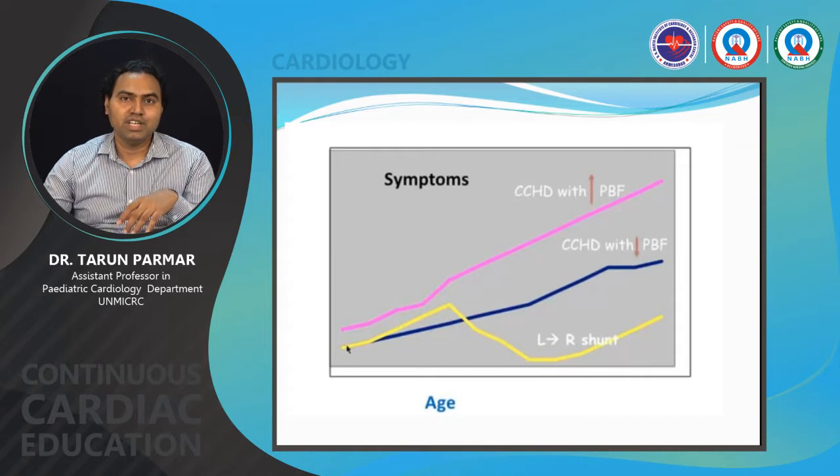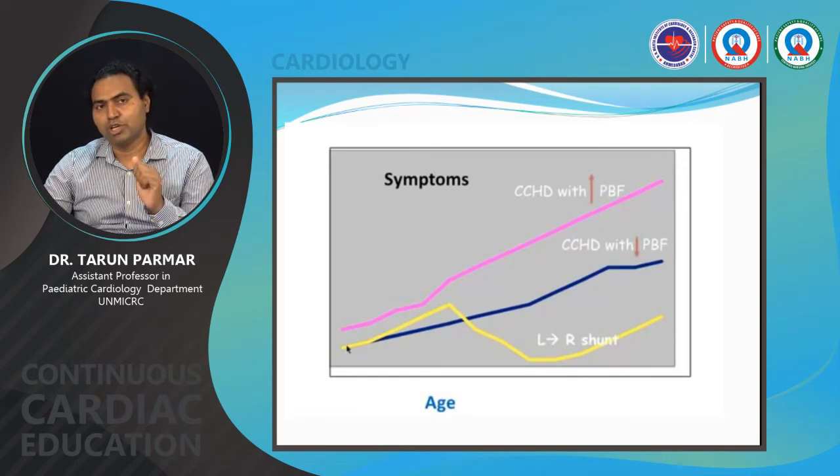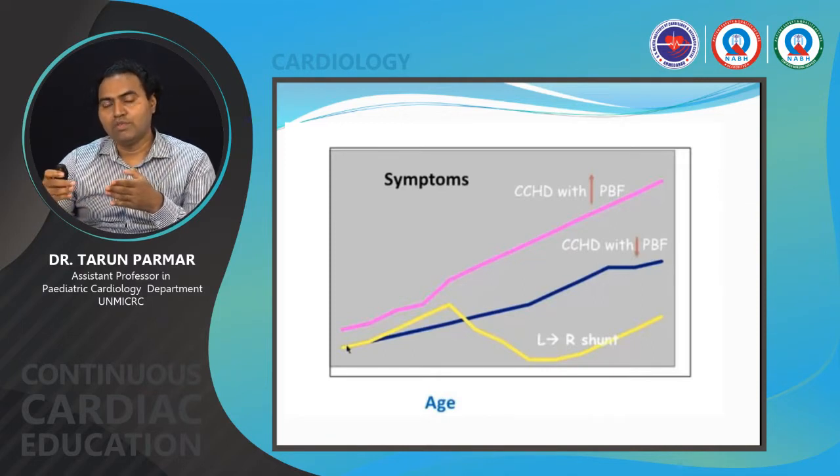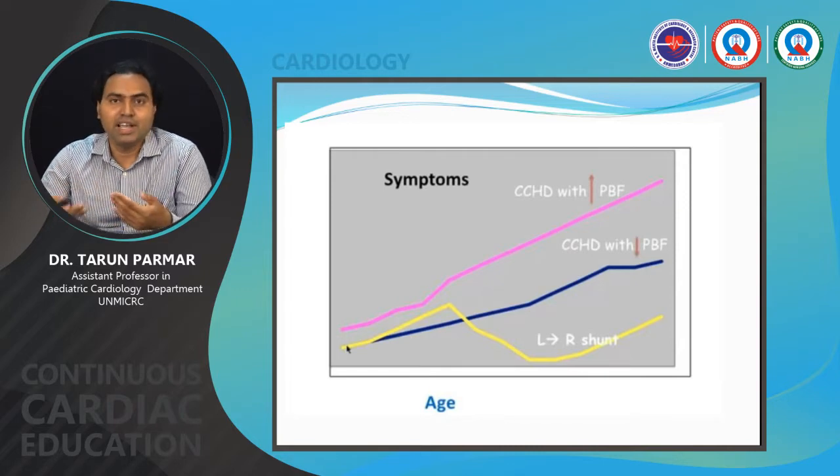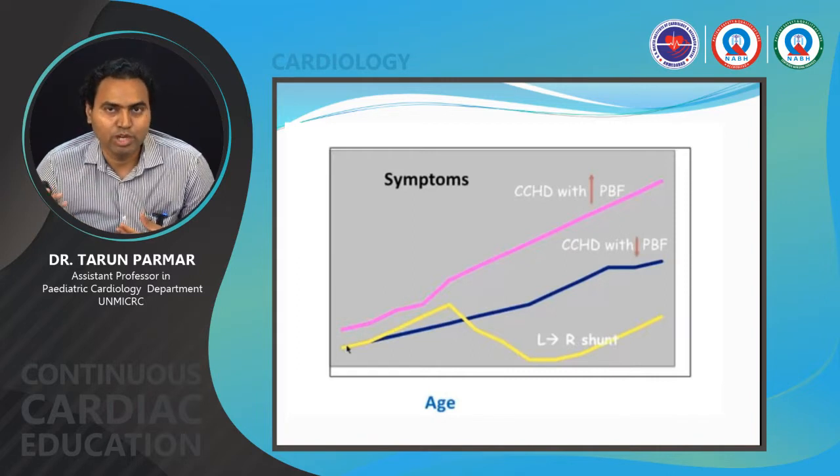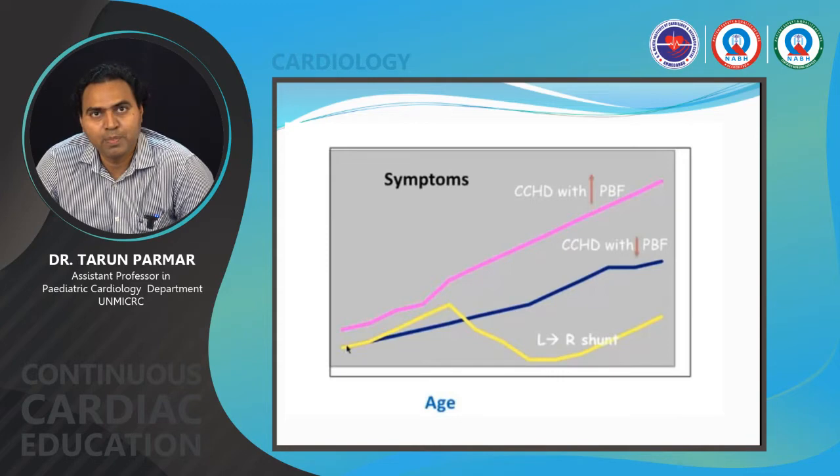While the acyanotic CHD with increased pulmonary blood flow, the left to right shunt situation, they are usually normal at birth, but they become symptomatic at 4 to 6 weeks of life. They remain symptomatic during the first few years of life. Then the shunt becomes right to left or bidirectional, and then they become somewhat less symptomatic, and then again they become symptomatic in the later years of life during the Eisenmenger period.